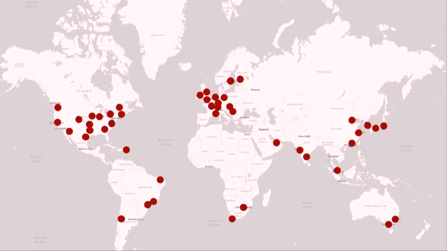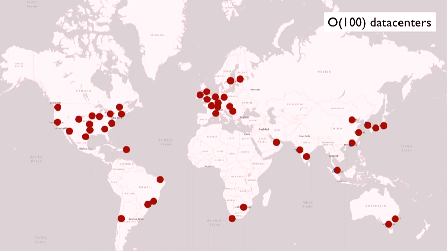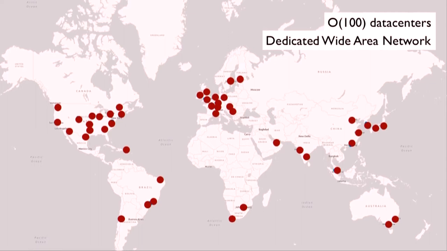Here on the screen, I have a visualization of hundreds of data centers of a large cloud provider. These data centers are connected by a dedicated wide area network. As you can imagine, this dedicated wide area network is critical to the kind of performance that the cloud provider promises its clients. It's not just a critical resource to the performance, it's also an extremely expensive resource. It takes roughly hundreds of millions of dollars each year to maintain and operate a wide area backbone of this scale.